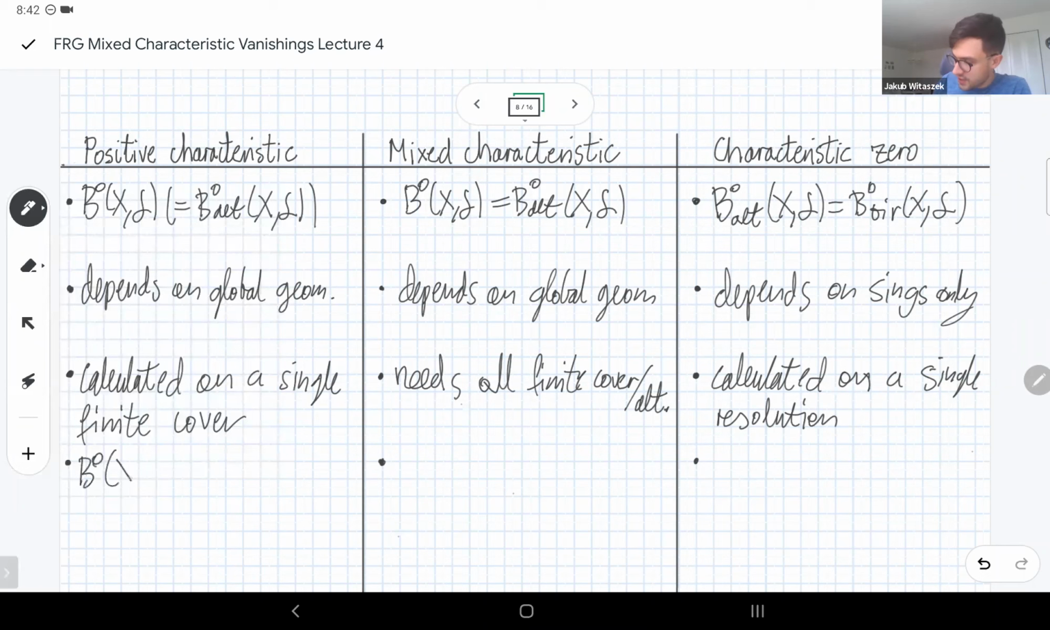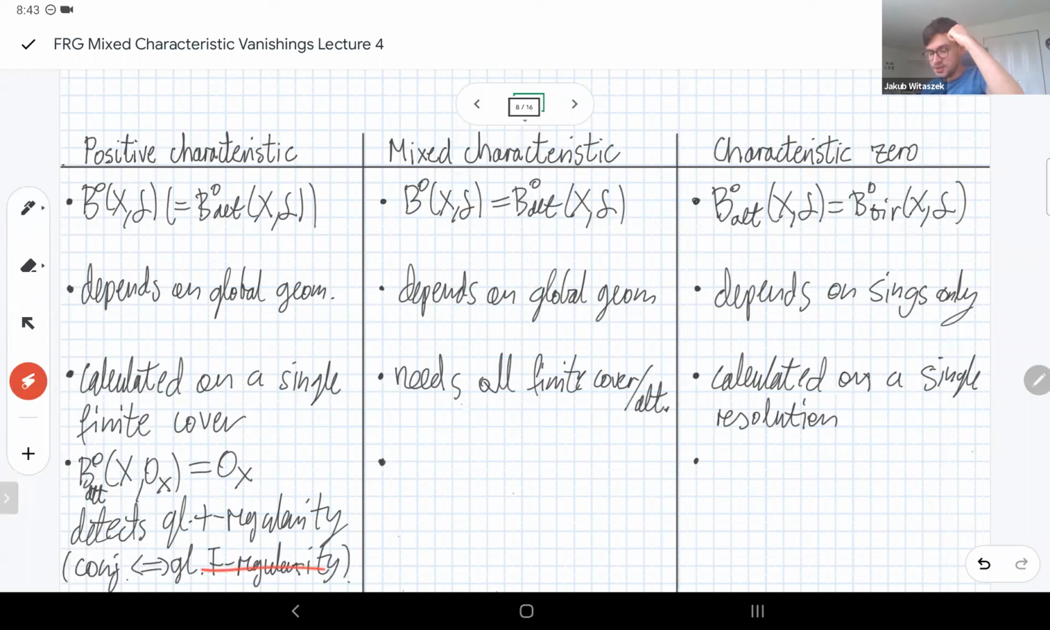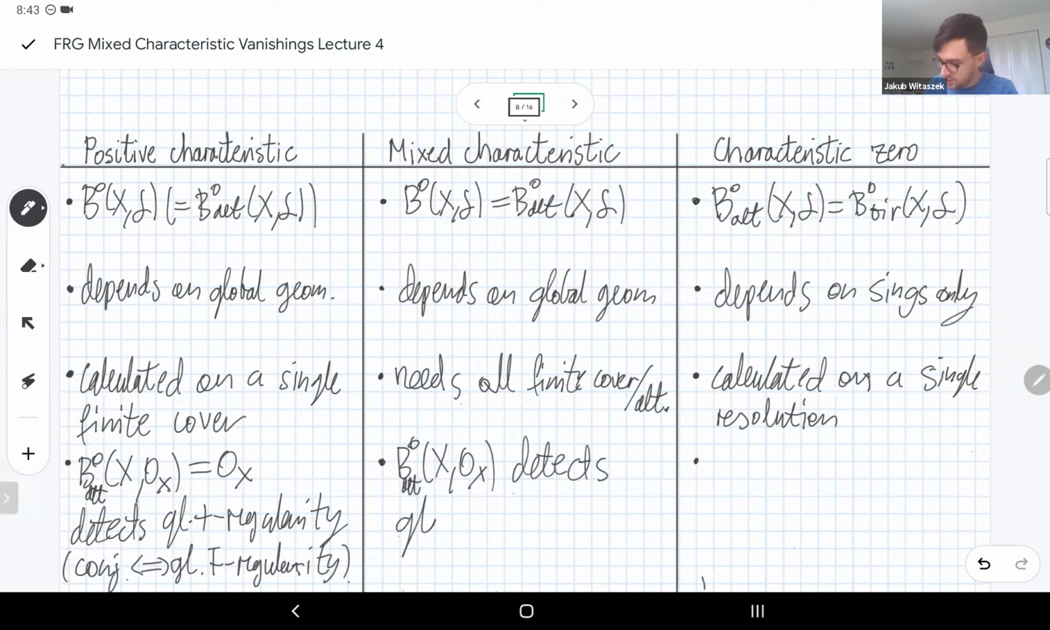Okay. And last, this B0, if we look at these varieties for which this B0 is nice, this detects global plus regularity in positive characteristic. And maybe for experts, we mention that conjecturally this should be equivalent to global F regularity. But we do not know. It's a very hard conjecture, even in positive characteristic. We only know that global F regularity implies global plus regularity. Now in mixed characteristic, that just detects global plus regularity. And in characteristic 0, this detects Fano-ness, as we proved earlier.